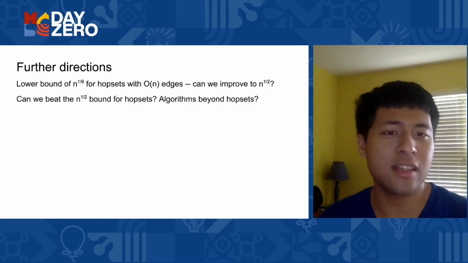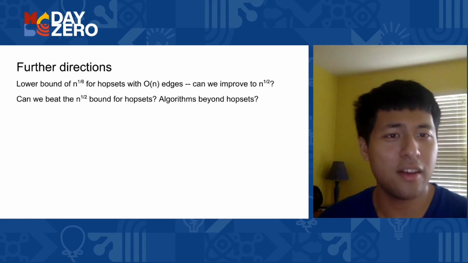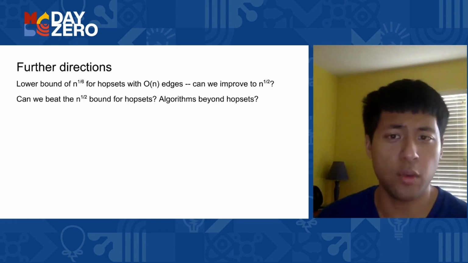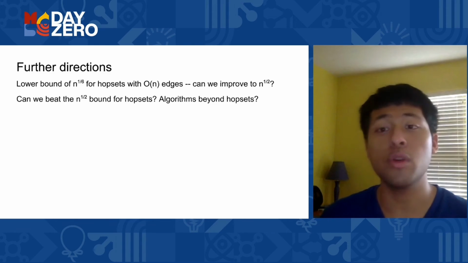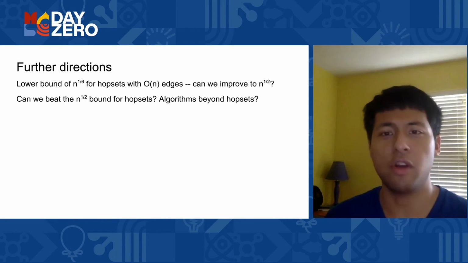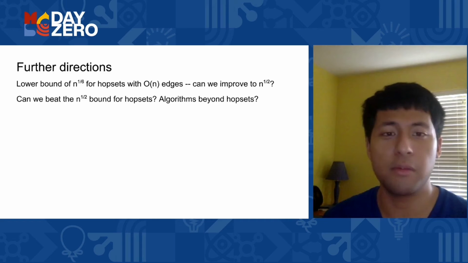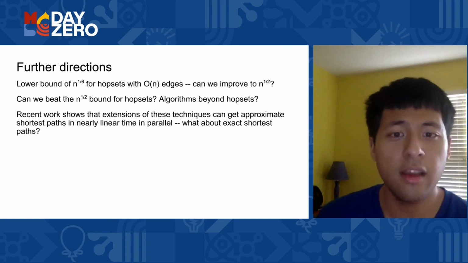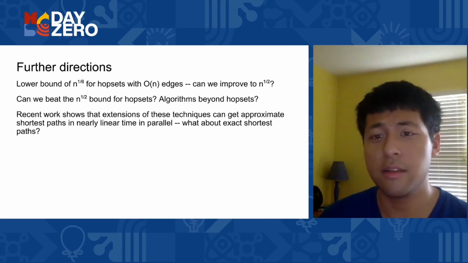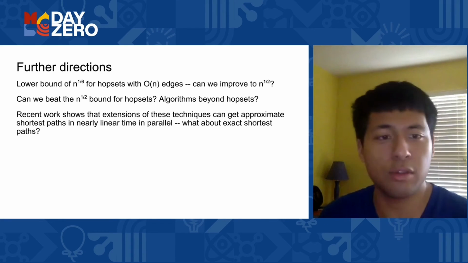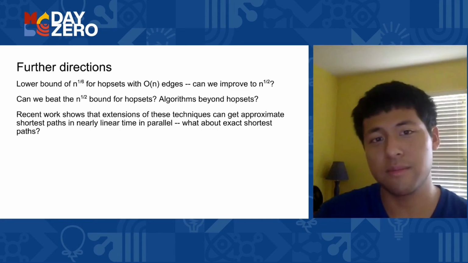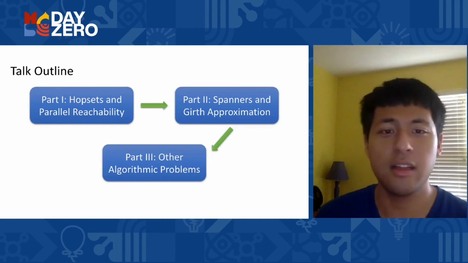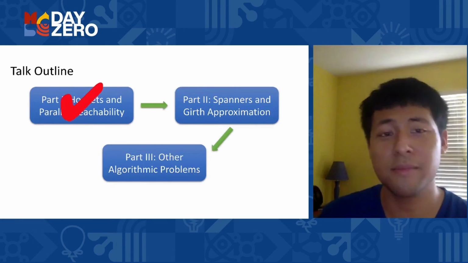On the other hand, n to the 1/6 and n to the 1/2 are actually very far apart. Maybe that means we can do better than this n to the 1/2 bound. Additionally, maybe it's possible that you can give algorithms that don't use Hopsets that are still very good for this parallel reachability problem. And finally, it's known that some of these methods help extend to approximate shortest paths. But what about something like exact shortest paths? Can you use similar methods and get any sort of guarantees? Well, that wraps up the first part of the talk.